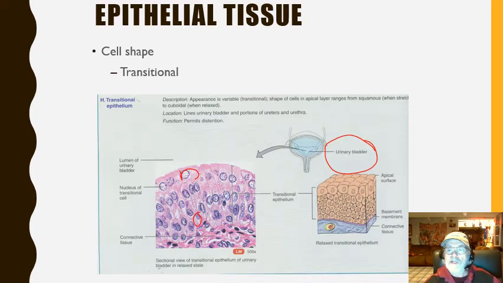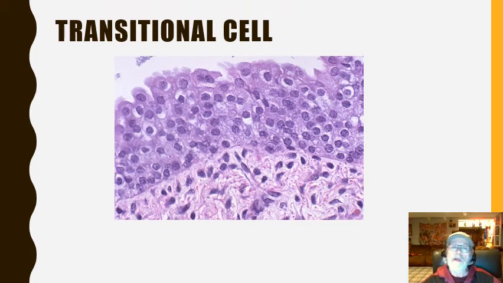These cells have a tendency to stretch a lot. Also in the urethra, or the tube that leaves, and the ureters. The ureters, the tube that goes from the kidneys to the bladder, and the urethra, the tube that goes from the bladder to the outside. We'll find these transitional cells in there as well. Okay. And these are transitional cells.